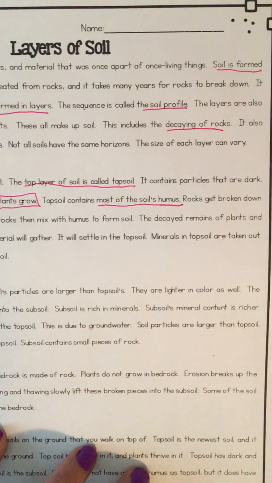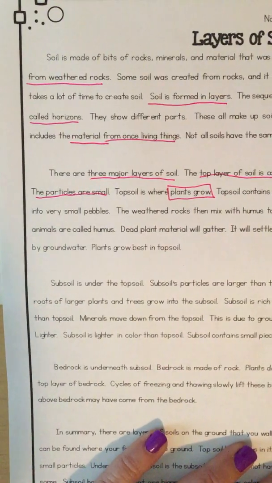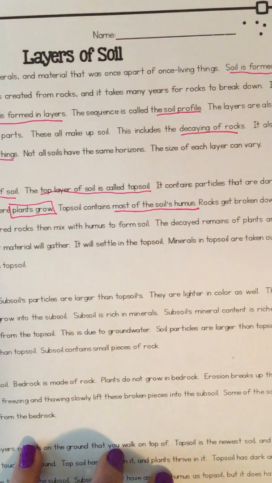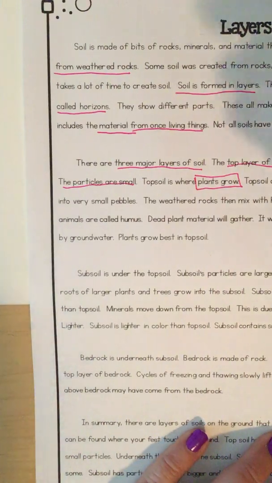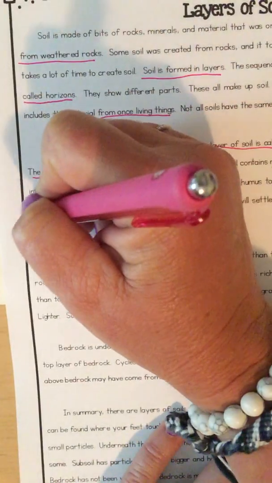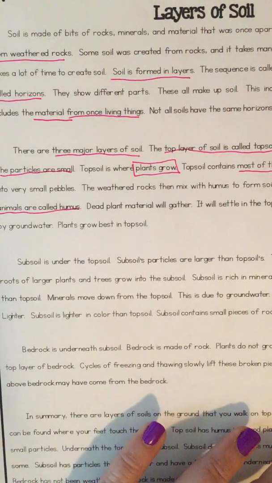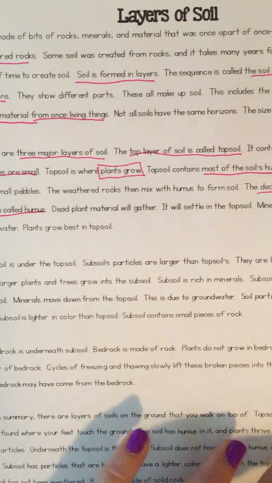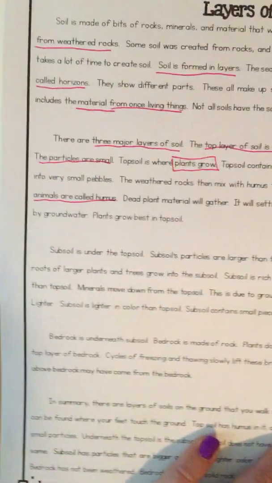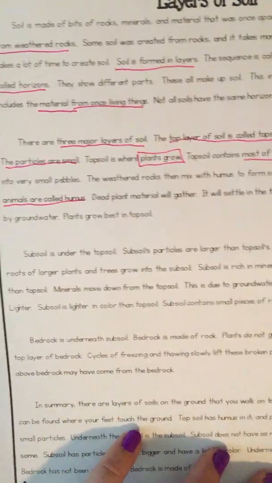humus. Rocks get broken down into very small pebbles. The weathered rocks then mix with humus to form soil. The decayed remains of plants and animals are called humus. Dead plant material will gather. It will settle in the topsoil. Minerals in topsoil are taken out by groundwater. Plants grow best in topsoil.